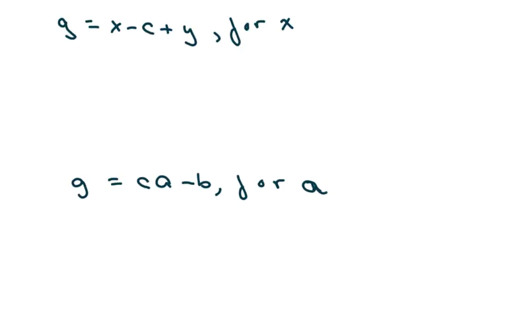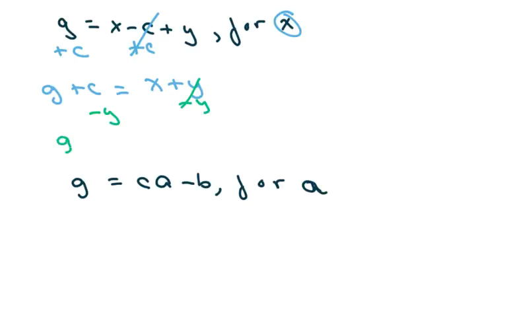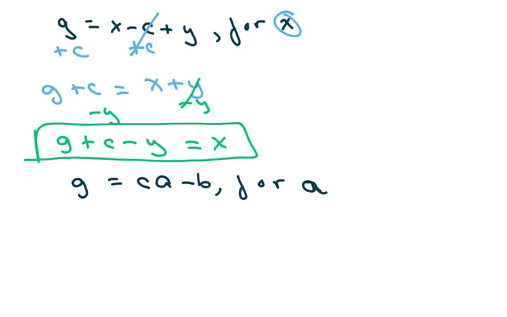And the last two, solve for x. So what I'm going to do first is add c to both sides. So I get g plus c equals, this cancels, that equals 0, x plus y. Then I'm going to subtract the y from both sides. They're not like terms, so you're just going to get g plus c minus y equals x. And that's your answer.